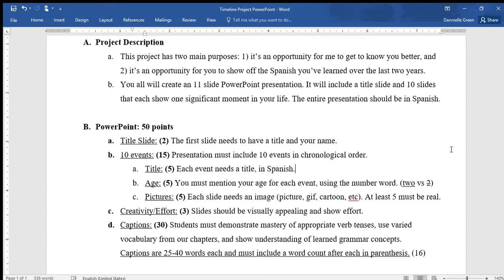Your captions need to be between 25 and 40 words, and you need to include a word count after each one in parentheses. So this example sentence down here that's underlined is 16 words long, so I put the number 16 in parentheses after that sentence. In these captions, you want to show a variety of the grammar that you have mastered over the last 2 years of taking Spanish classes. I'll show you the rubric below.